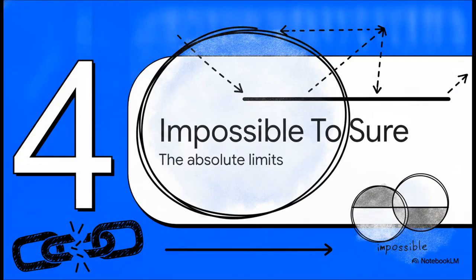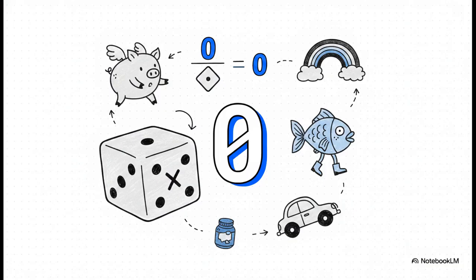All right, section 4, impossible to sure events. Let's test the absolute limits. What happens if an event literally cannot happen? Think back to our standard 6-sided die. What is the probability of suddenly rolling an 8?